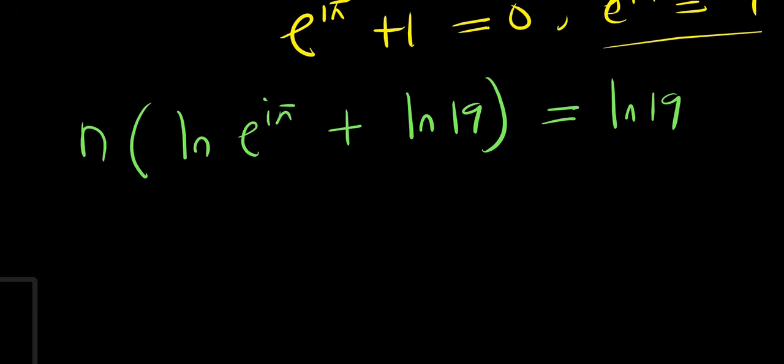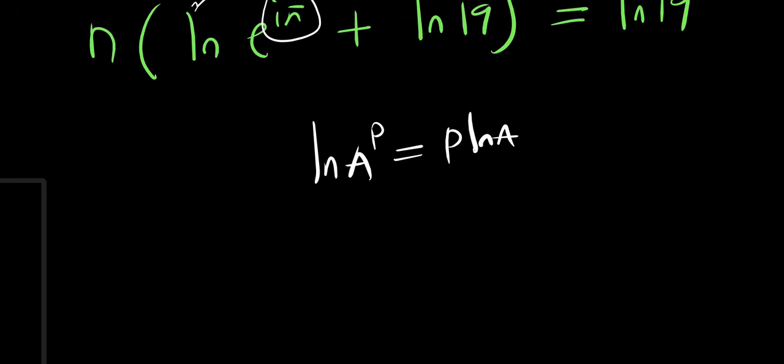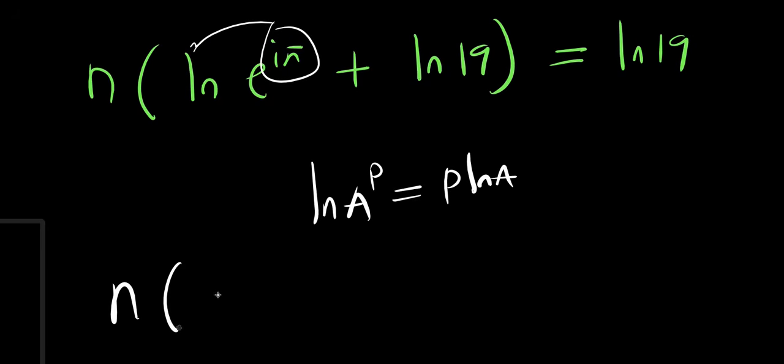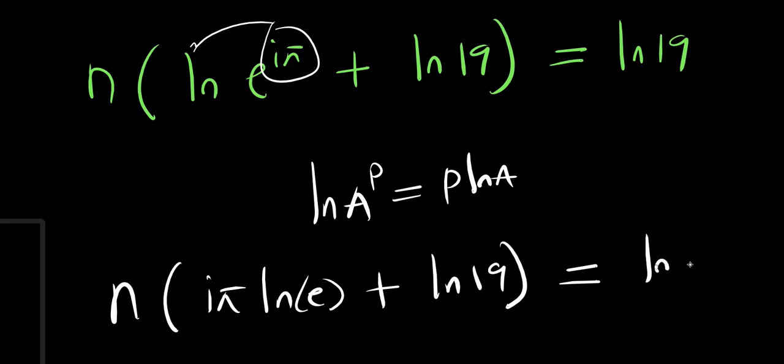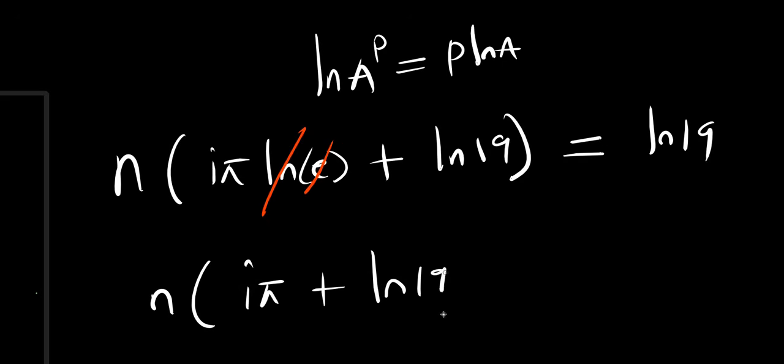And remember again, natural log of a power b equals b times natural log of a. This comes behind this. So, I will have n times I times pi natural log of e plus natural log of 19 equals natural log of 19. Now, natural log of e is 1. That means we are simply going to have n times I times pi plus natural log of 19 equals natural log of 19.